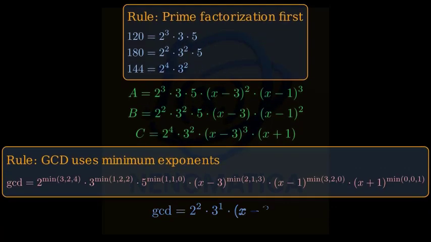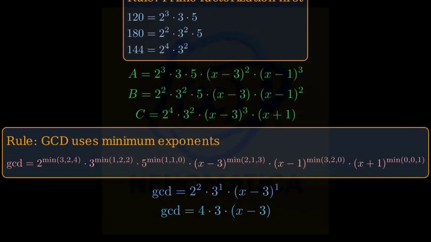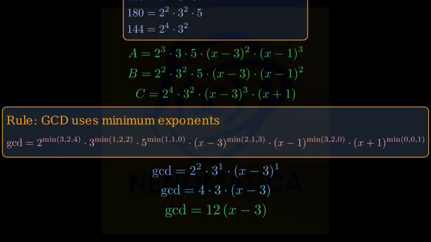This gives the greatest common divisor equals 2 squared times 3 times x minus 3, which is 4 times 3 times x minus 3. Finally, 12 times x minus 3.